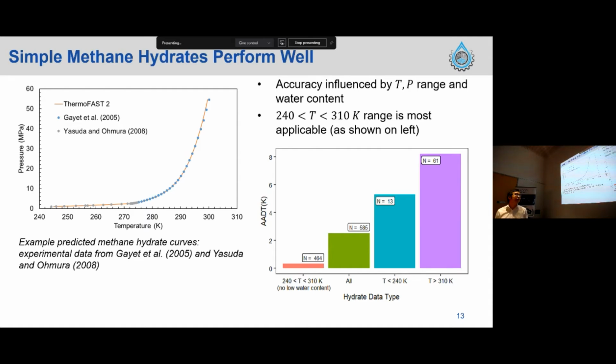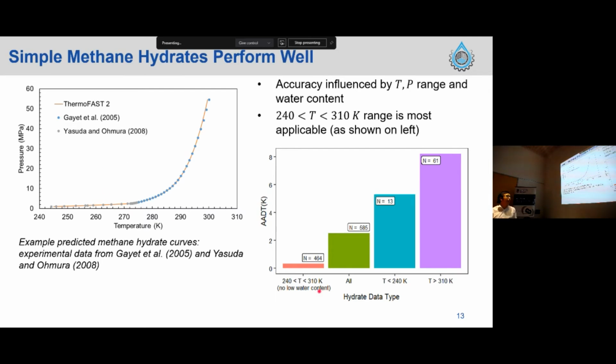So you can see here between 240 and 310 Kelvin, as shown on the left here, you get very good prediction accuracy. But if you then look to include data outside of this temperature range or data that has very low water content, the deviations begin to skyrocket significantly.